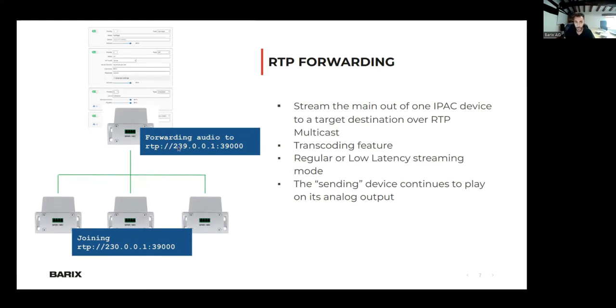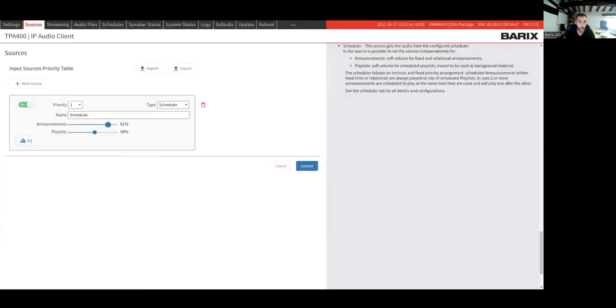A nice feature that we added in this RTP forwarding is the transcoding option. You can select multiple codec types that will change the audio format of the forwarded stream. And then we have the selection of the playback mode between regular or low latency. But let me show you this on the device, which is clearer. So I go back again into my TPA 400.